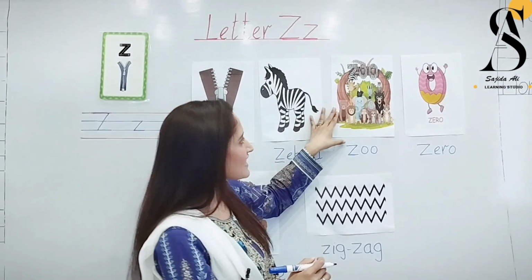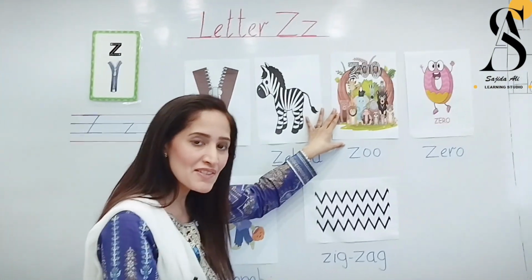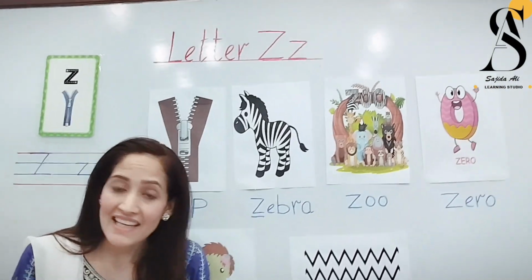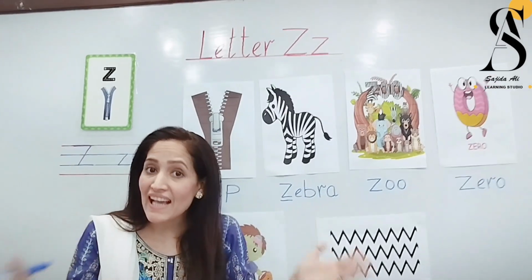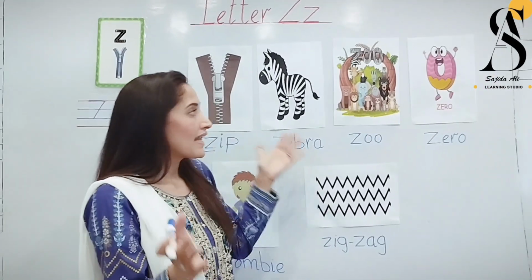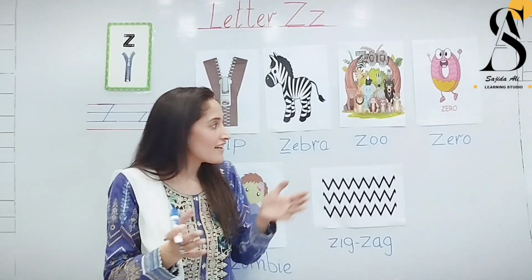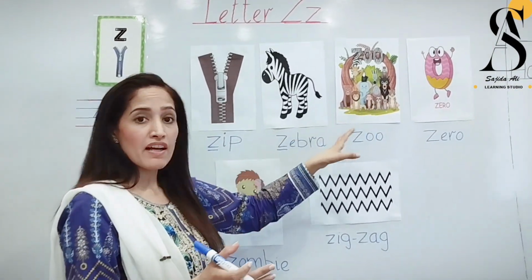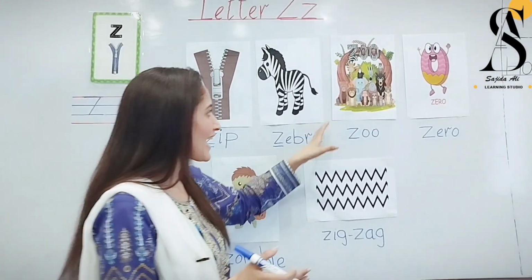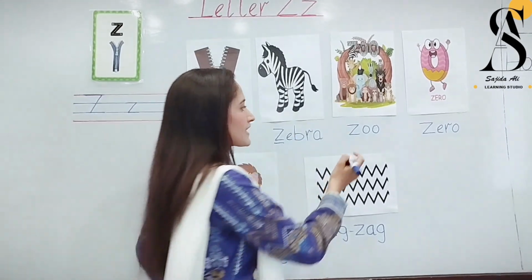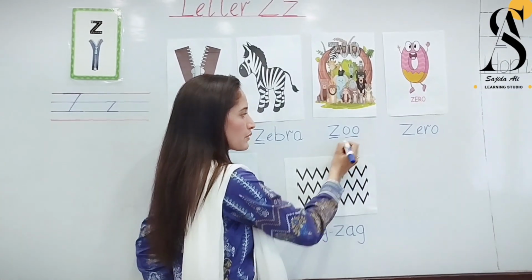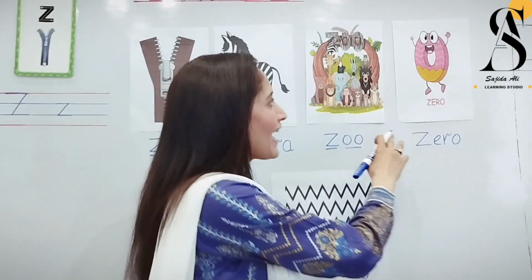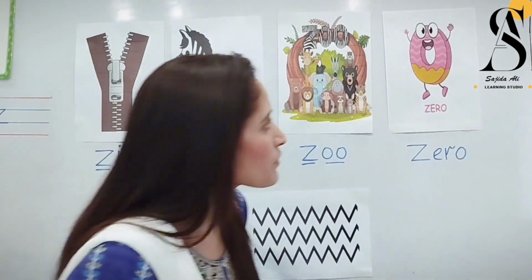Okay, here you can see it's a zoo. And have you ever gone to the zoo? Yes, and you can see so many animals at the zoo, like lion, tiger, and panda, monkey, giraffe, zebra. So many animals we can see at the zoo. Zoo, zoo. So what's this? Say it again. Zoo.